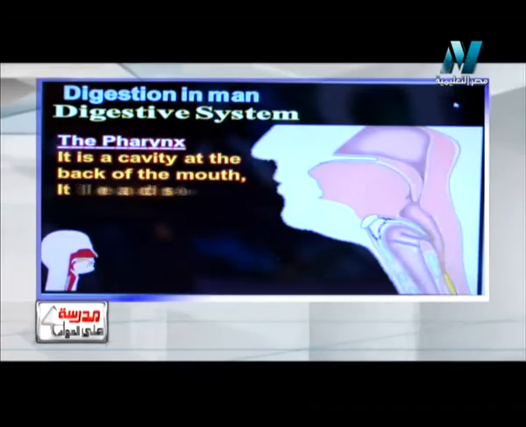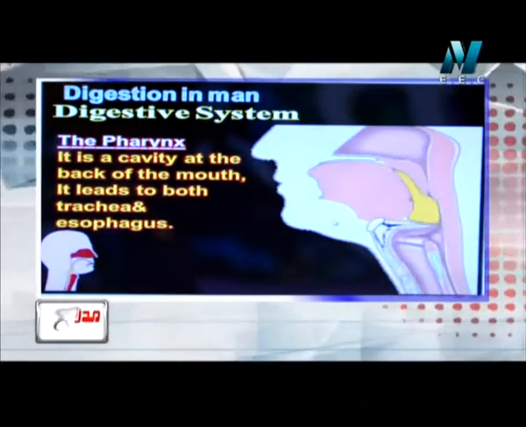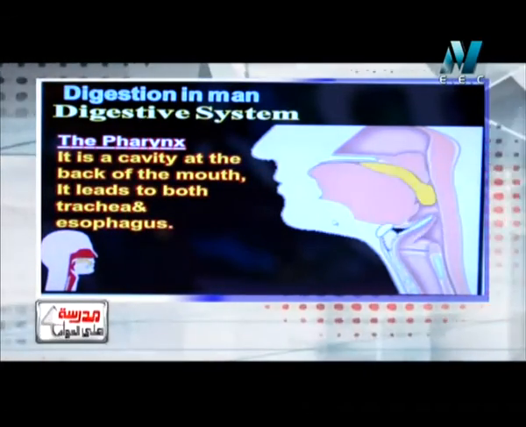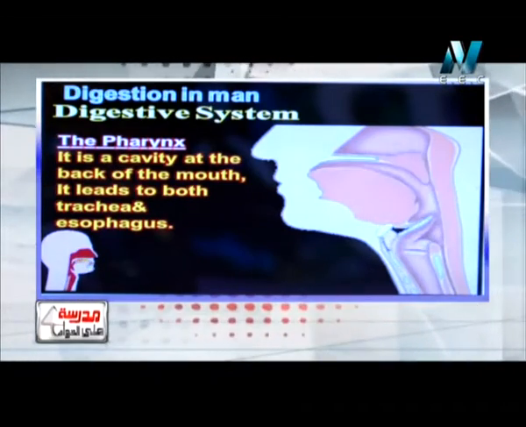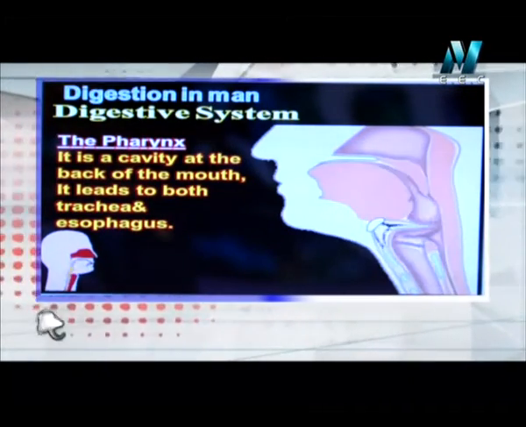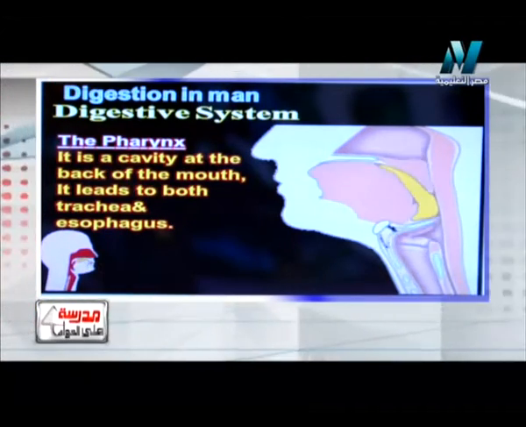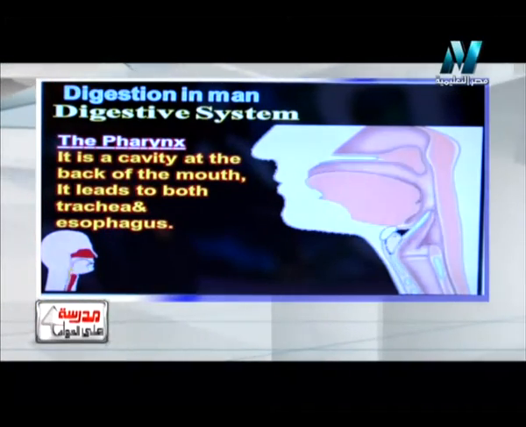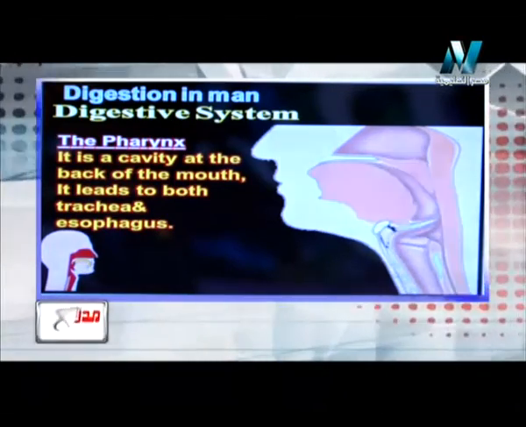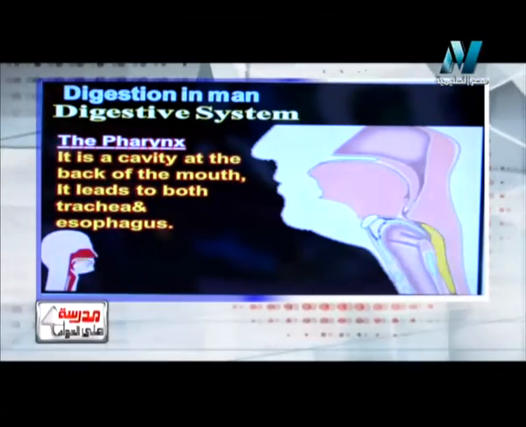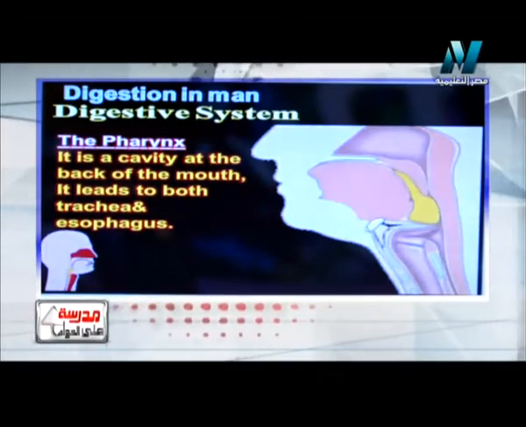What about the pharynx? The pharynx is a cavity at the back of the buccal cavity or the mouth. It leads to both trachea and the esophagus. اللي قدامنا دي التراكيا اهي، والاسوفيجاس اللي جنبها الناحية التانية. الجزء اللي فوق ده احنا بنسميه pharynx.